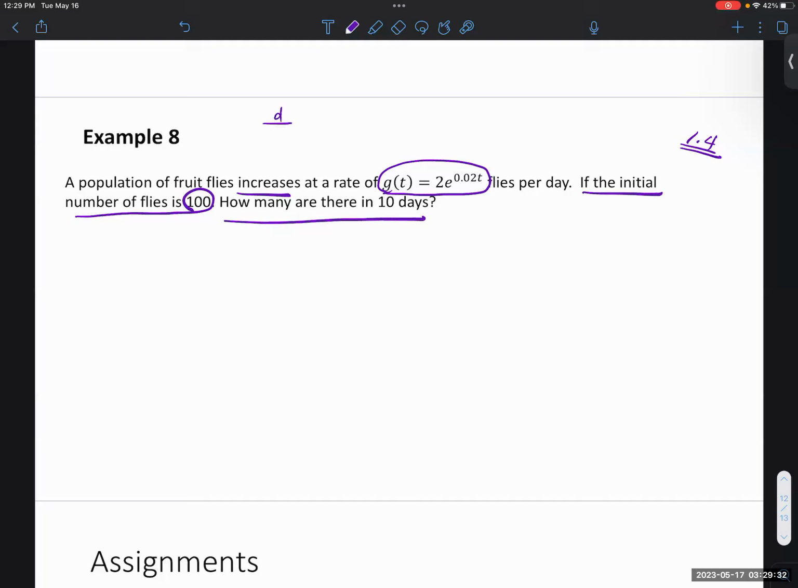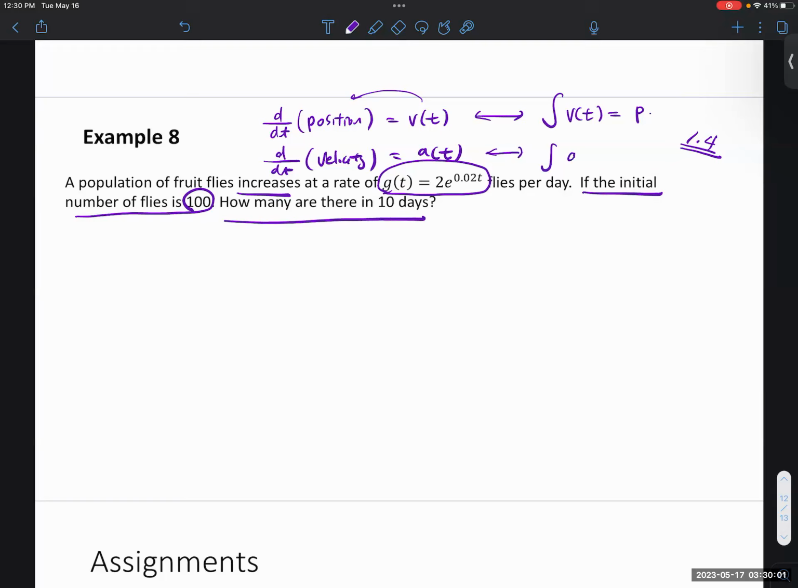If you take the derivative of the position function, you get the velocity function, correct? Let me write it. P function, position, you get the velocity function. If you take the derivative of the velocity function, we get the acceleration function. In other words, if you take the integral of the velocity function, you're going to go back to the position function. If you take the integral of the acceleration function, you're going to go back to the velocity function. We talked about it. So we have a velocity function as a given, 2 times e to the 0.02t.